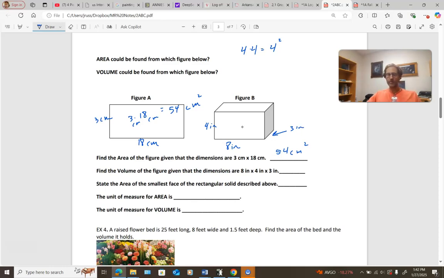You multiply all those dimensions to get the volume. So it would be 4 inches times 8 inches times 3 inches, and I believe that's going to be 96. But now our unit is going to be cubed, because we have an inch times another inch times another inch. That's a cubic inch. Okay, that's a measure of volume. So in any case, this is going to become 96 cubic inches.